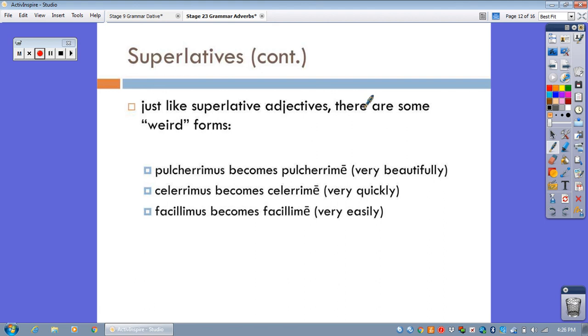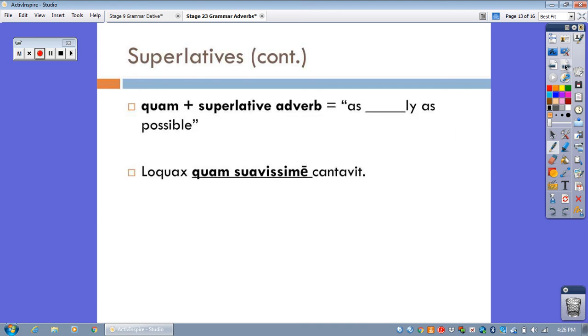And of course, there are a few irregulars. So pulcherrimus, it doubles up that R for the superlative adjective. To make it a superlative adverb, you just chop off the us and make it an e: pulcherrime. Same with celerrimus becoming celerrime and facillimus becoming facillime. All right. Now, there's also a special use of the superlative when it's used with the word quam. Quam plus a superlative adverb always means as blankly as possible. For example, Loquax quam suavissime cantavit. Loquax sang as sweetly as possible.